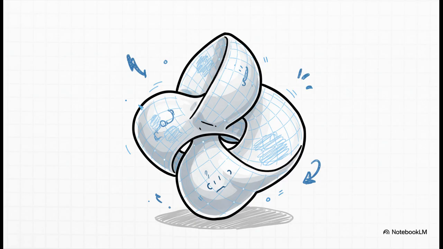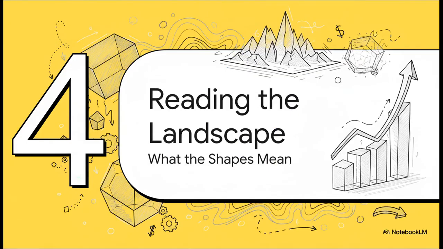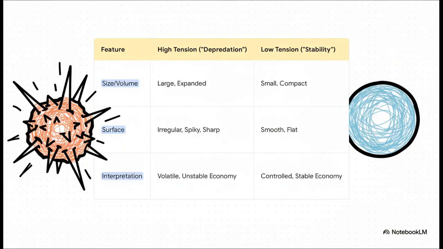So we've got this beautiful 3D object, but what in the world does its shape actually tell us? How do we read this totally new kind of economic landscape? Well, reading it is surprisingly intuitive. Just think about it like the difference between a calm pond and a stormy sea. A stable economy makes a small, compact, smooth-looking solid. But an economy under a lot of stress, what the author calls economic depredation, creates a big, expanded, really spiky shape. The geometry itself becomes this powerful diagnostic tool.